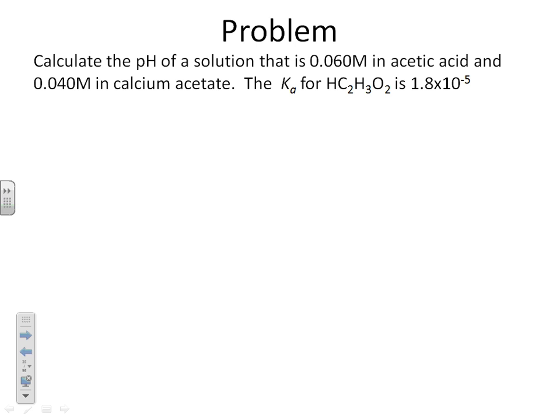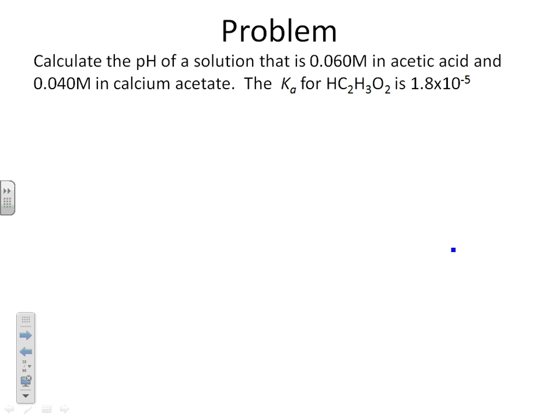So we're going to do one more Ka problem, because I want to show you how it can be really, really tricky and really mean in a Ka problem. So this one right here: calculate the pH of a solution that is 0.06 molar in acetic acid and 0.04 molar in calcium acetate. Ka for acetic acid is given to you, 1.8 times 10 to the minus 5th.